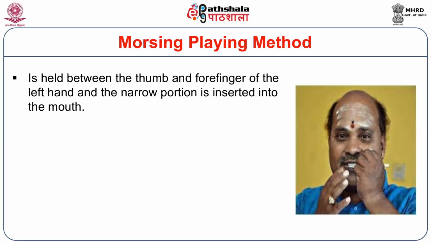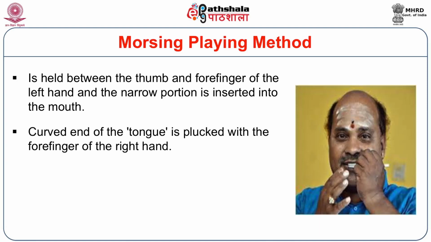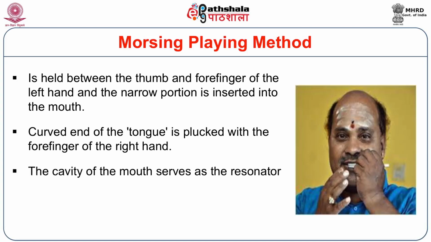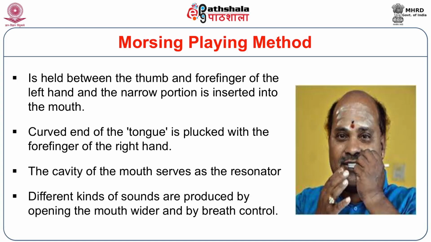The morsing is usually held between the thumb and the forefinger of the left hand, and the narrow portion is inserted into the mouth. The curved end of the tongue is plucked with the forefinger of the right hand. You can see, as the picture shows, how it is held with the left hand and how it is plucked with the right hand. The cavity of the mouth here serves as the resonator. Different kinds of sounds are produced by opening the mouth wider and by breath control. Now let's listen to how the morsing sounds when it is played.